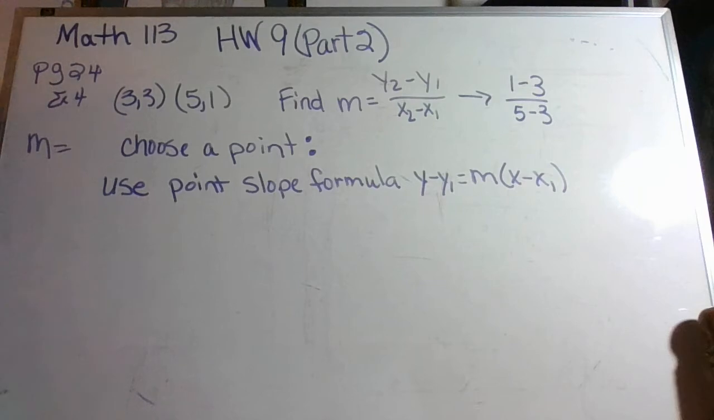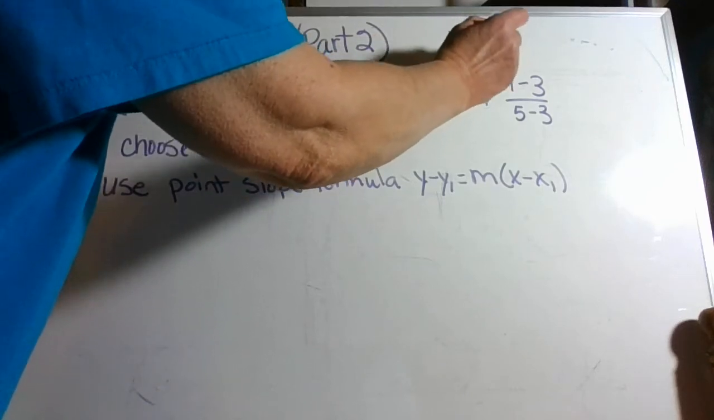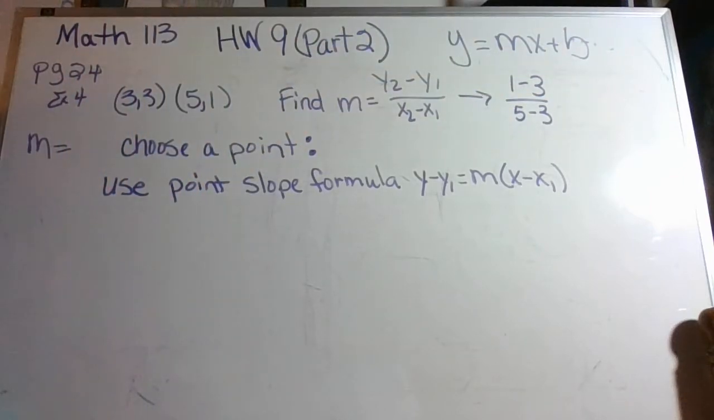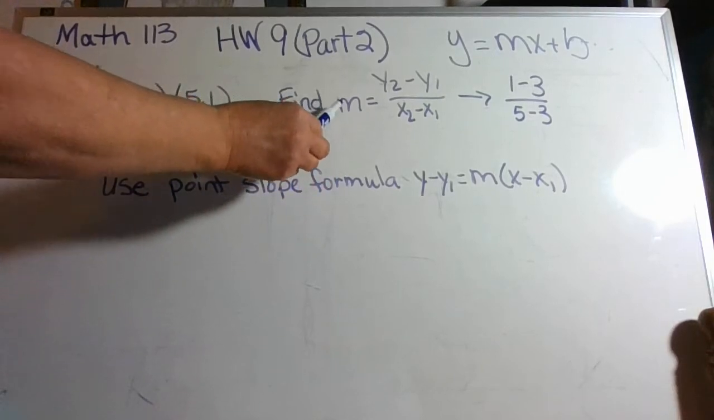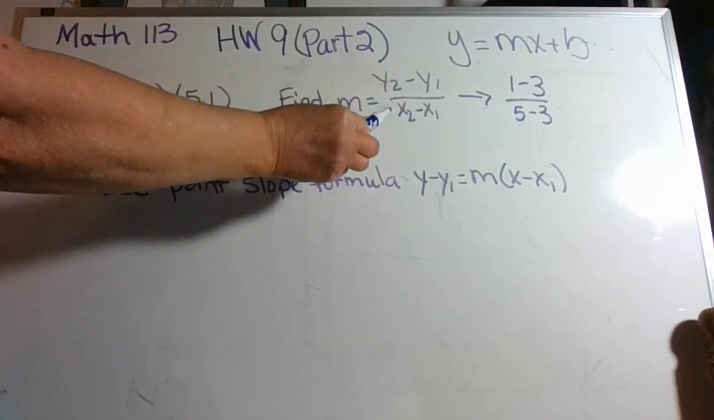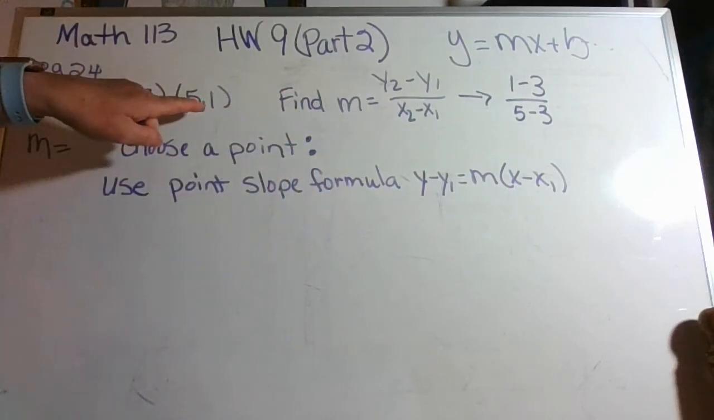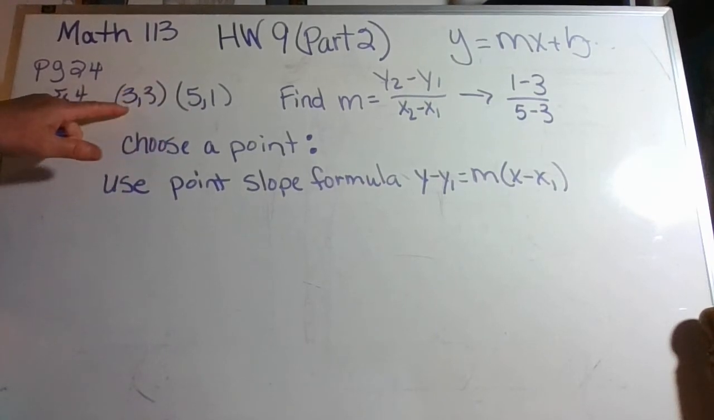Page 24, exercise 4. We're given 2 points, (3, 3) and (5, 1), and we are asked to write an equation. The equation you're going to write is y = mx + b. So first thing you're going to do is find m. Remember the slope is equal to y2 minus y1 over x2 minus x1. And when I substitute those in, 1 subtract 3 over 5 subtract 3.